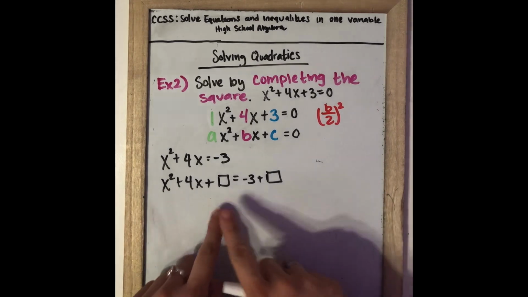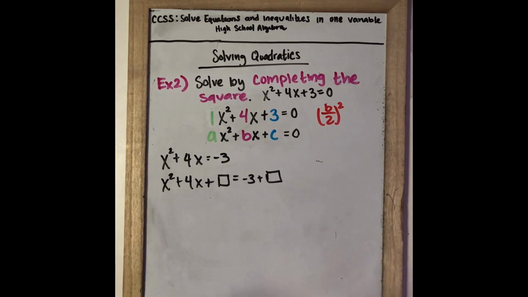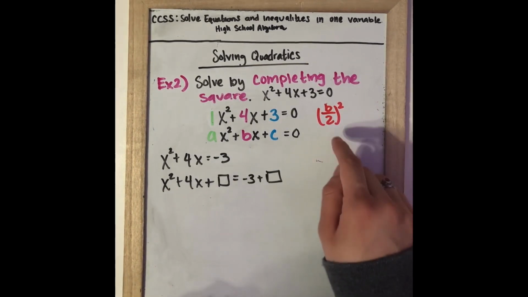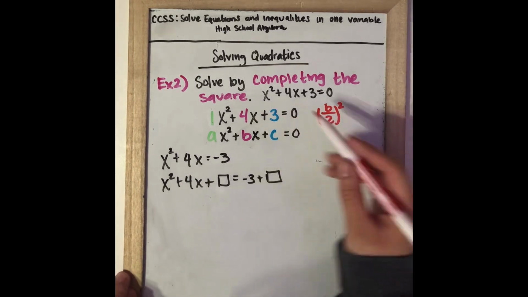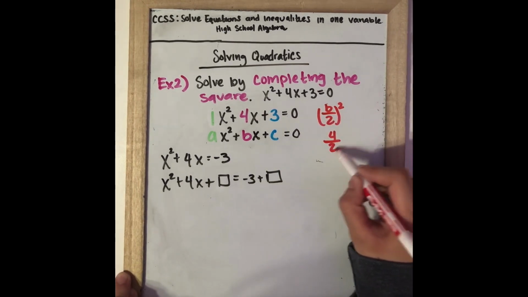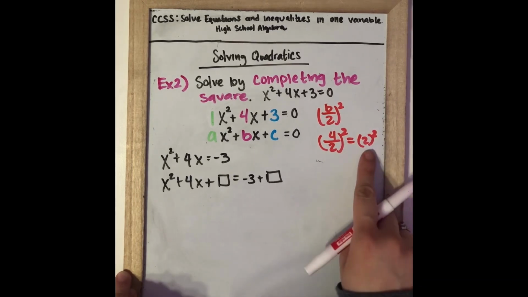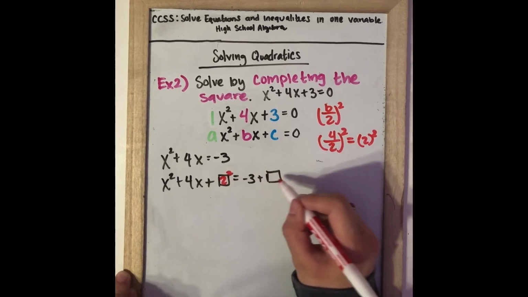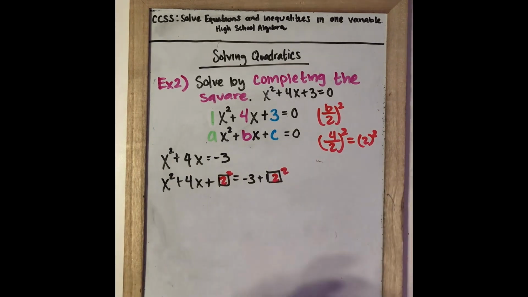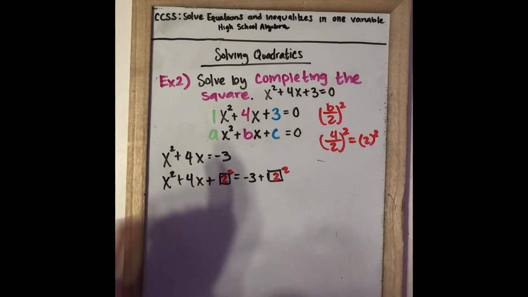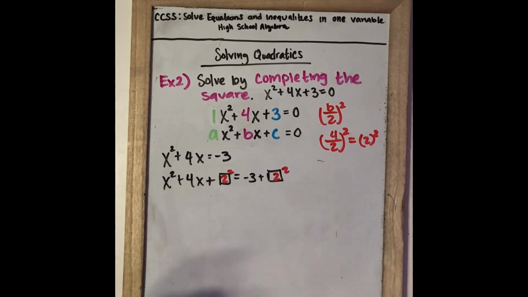So let's find our number. The way we do that is we're going to use this formula that I gave you in the beginning. So b is equal to 4, and then we're going to put that over 2, squared, which is equal to 2 squared. Now we're going to take this number and place it in our box. And now there are 2 different ways to solve this. You can either do the big X method, or you can do this shortcut that I'm going to show you right now. So please pay attention.